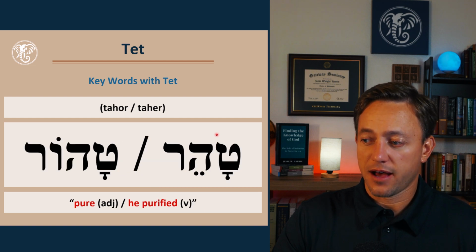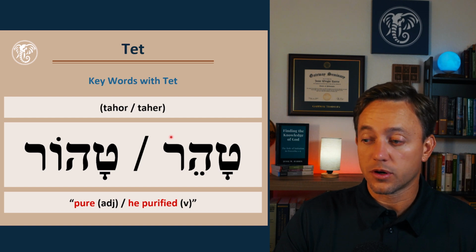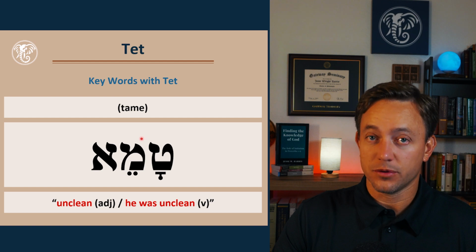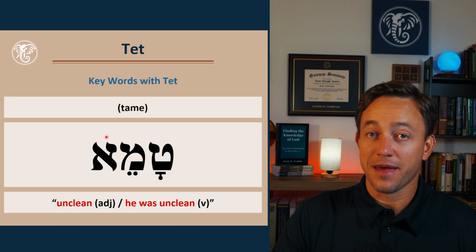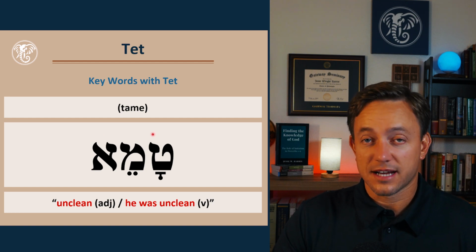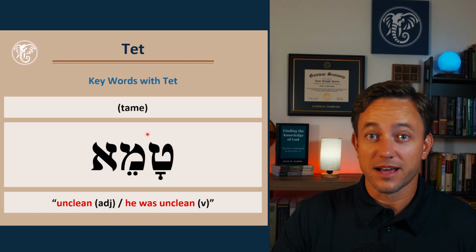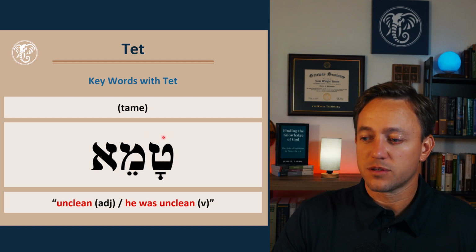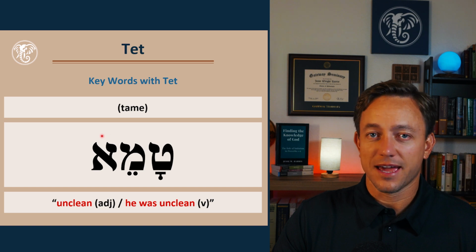So again, we have taher. Taher is clean or pure. Tameh means unclean or unpure, impure, right? So taher, tameh. So, again, that's kind of maybe a little bit tricky or hard to remember. So you might have to write that out, put it on a vocabulary card or flashcard of some sort, make note of it somewhere. But taher is pure, tameh is unclean or impure.